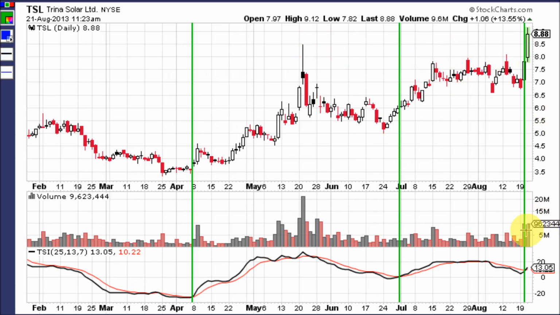Now, it's only about 11:23 a.m. Eastern time, so this candle is looking very good for this time of day. It looks like there's not too much profit taking. There's actually more buying going on than selling according to TSI.